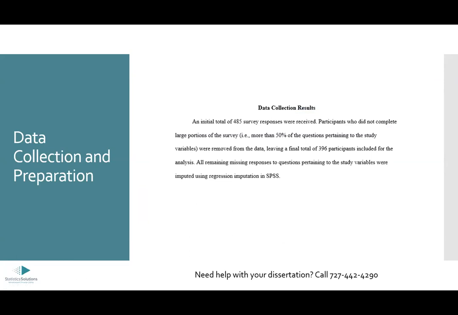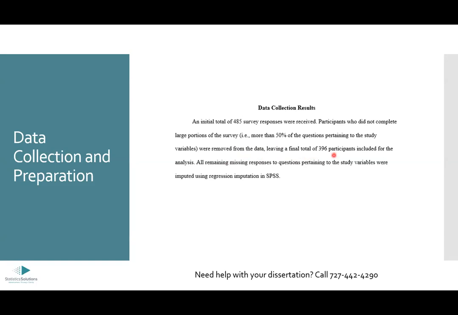So we will go through a few examples here, and you'll all receive copies of these slides, so you'll be able to review these examples on your own time if you'd like to. But here's an example of how you might write up your data collection results and indicate the sample size. Here we see they collected an initial total of 485 survey responses. This person says that participants who didn't complete larger portions of the survey, and here they're defining those larger portions as not completing more than 50% of the questions that pertain to the study variables, were removed. So maybe the study was focusing on depression, and this person just didn't answer 50% of the questions related to depression. Because of that, they were removed, and that reduced the sample size from 485 to 396 that were included in the analysis.